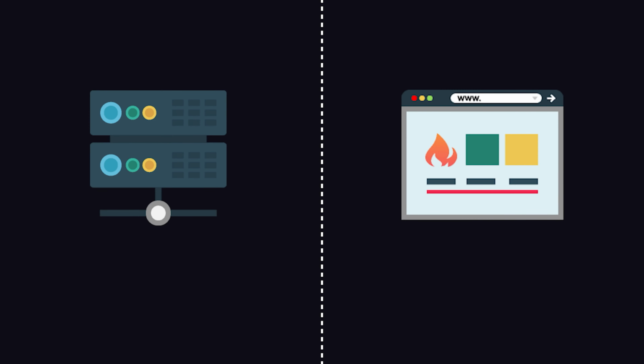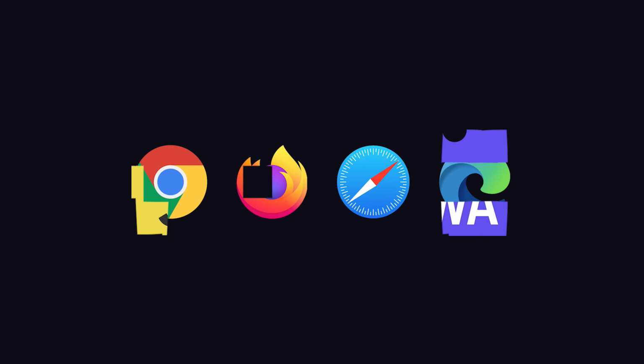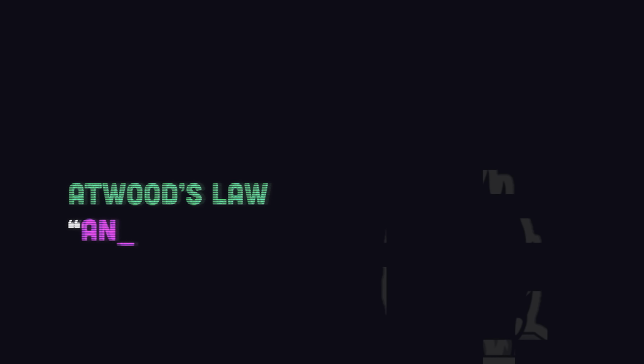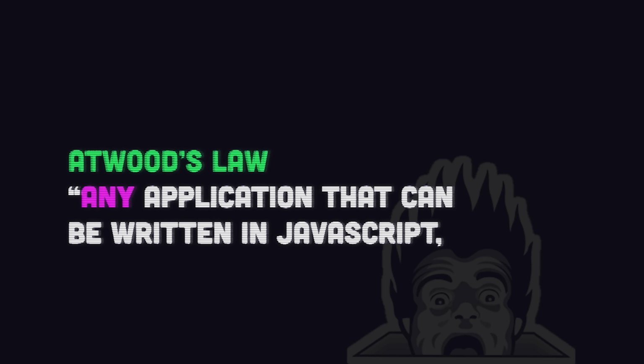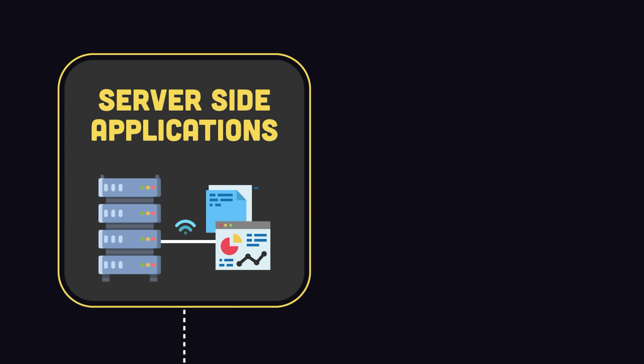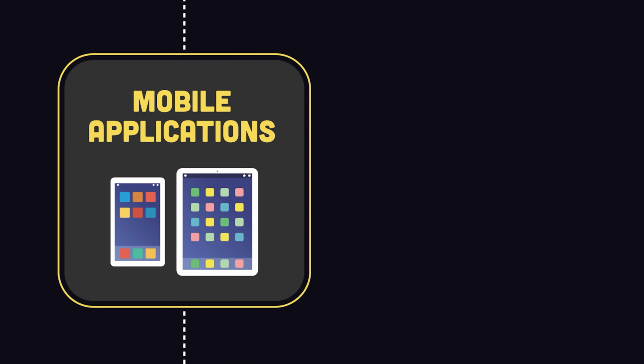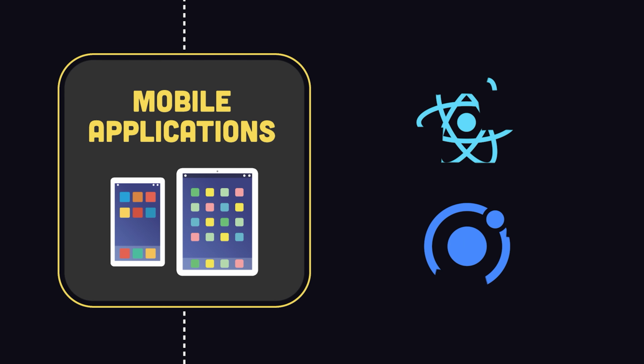It's most well-known for building front-end web applications, because it's the only language other than WebAssembly that is natively supported in browsers. However, anything that can be built with JavaScript will be built with JavaScript, like server-side applications with Node.js, mobile applications with React Native or Ionic, and desktop apps with Electron.